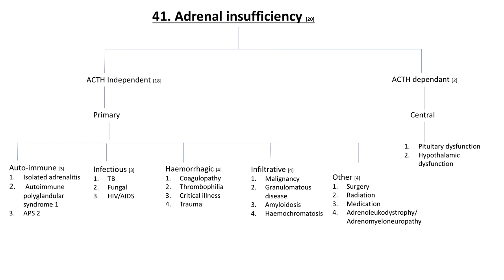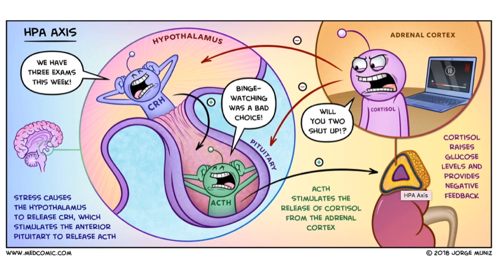Speaking to ACTH-dependent disease, so this is centrally mediated. It's either due to pituitary dysfunction or hypothalamic dysfunction. Technically, this would be tertiary disease. This is a beautiful mid-comic from Dr. George Muniz. Thank you so much. Here this is illustrating the hypothalamic pituitary adrenal axis. Basically we know that stress causes the hypothalamus to release corticotropin releasing hormone, which then stimulates the anterior pituitary to liberate adrenocorticotropic hormone. And then ACTH stimulates the release of cortisol from the adrenal cortex. Cortisol raises glucose levels and provides negative feedback.